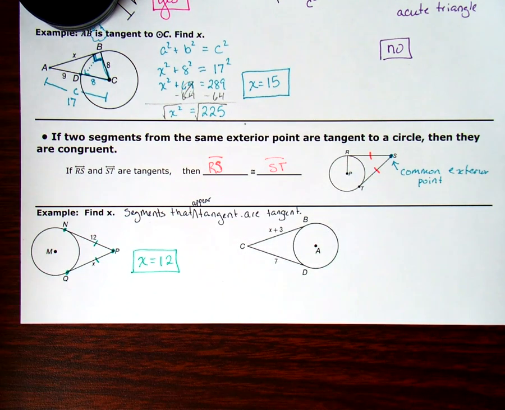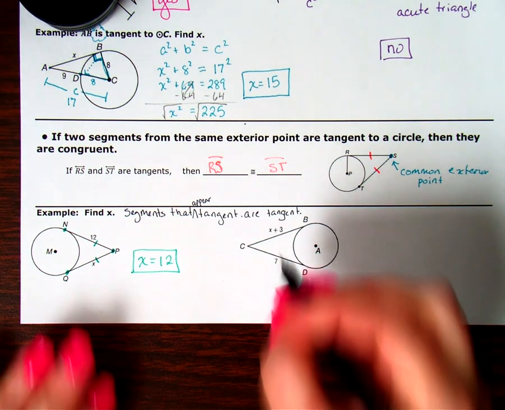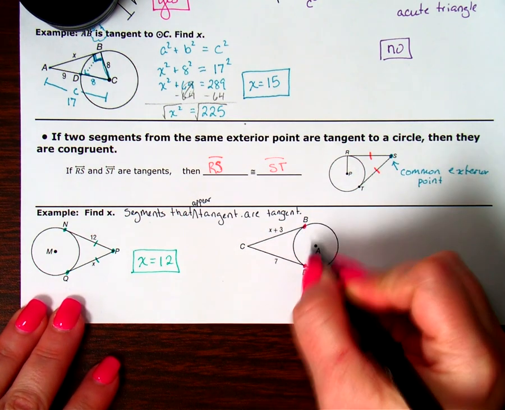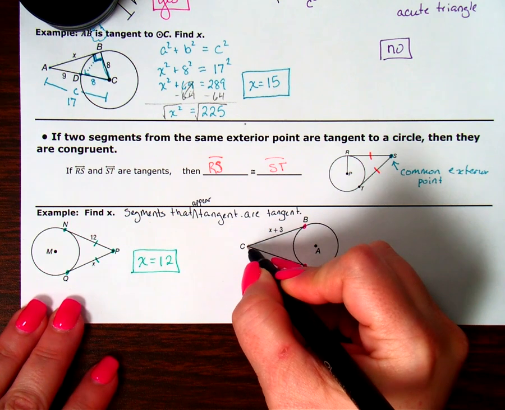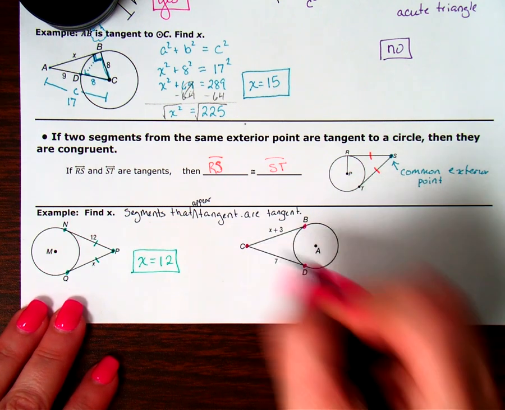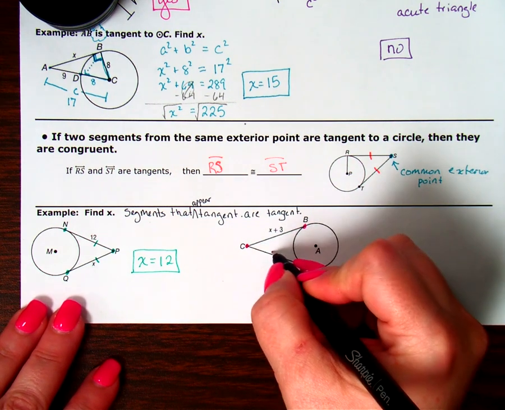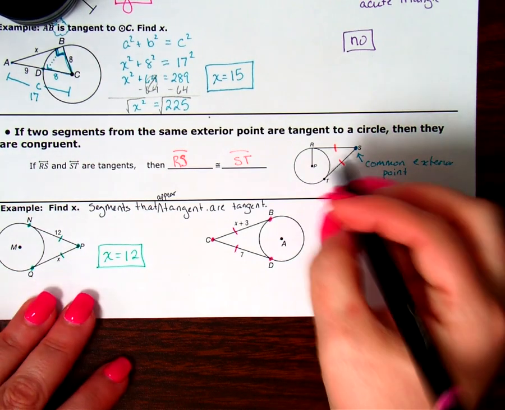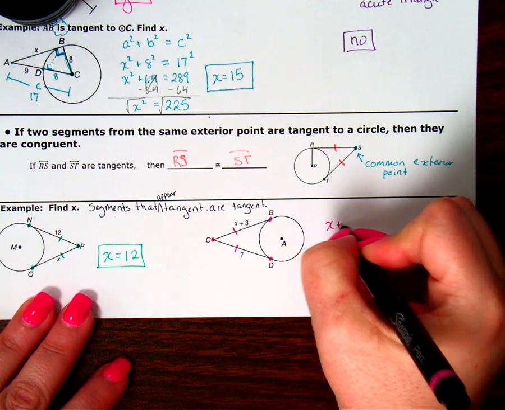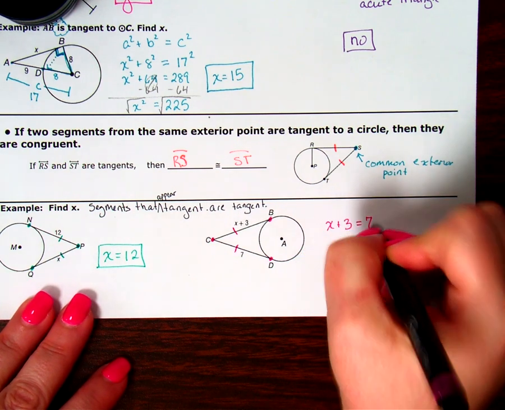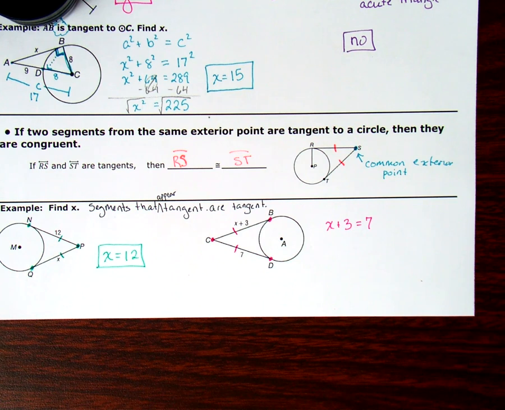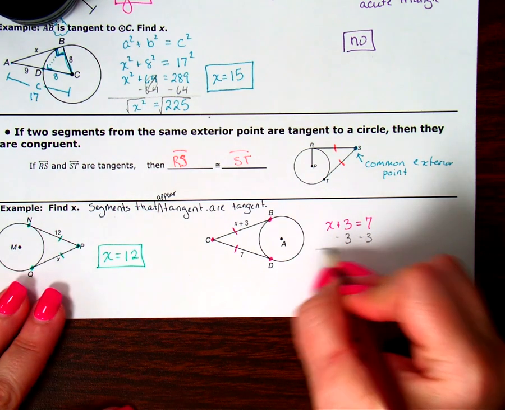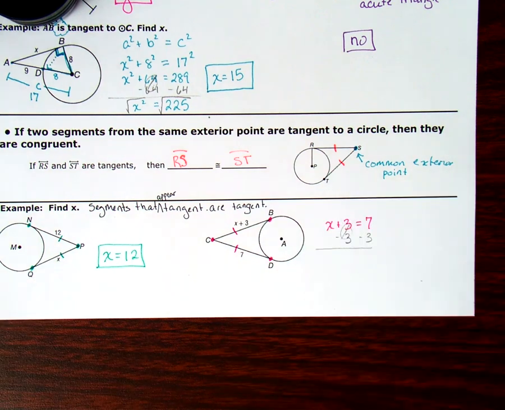Okay. On the next one, same thing. I can see that these appear tangent, where B is a point of tangency, D is a point of tangency, and then they have a common point outside the circle, a common exterior point. So that means these two pieces are going to be congruent. So x plus 3 should equal 7. To solve this, all I have to do is take away 3. And x equals 4.